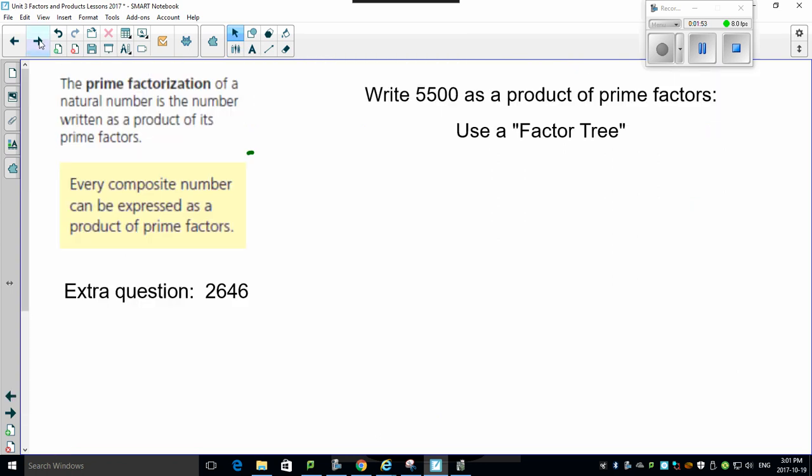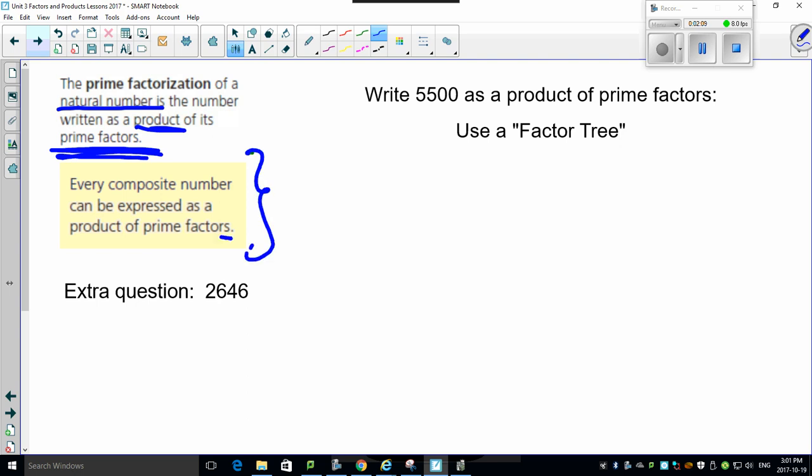So let's look at something called prime factorization then. Prime factorization is taking any kind of number and writing it as a product of prime factors. That's what you're after. So you're going to be dealing with composite numbers here, and you're going to write them out as a product of prime factors.